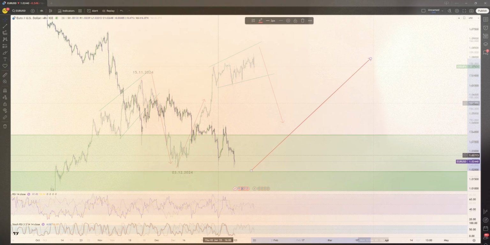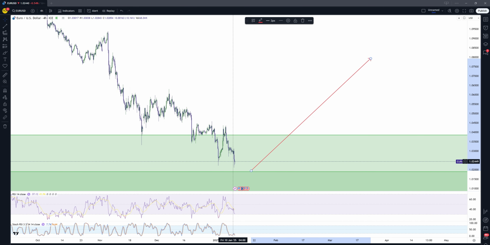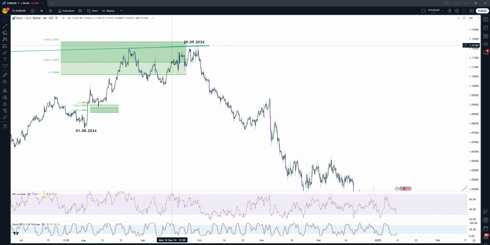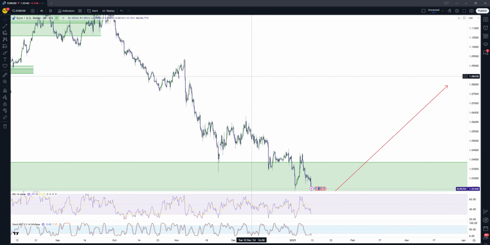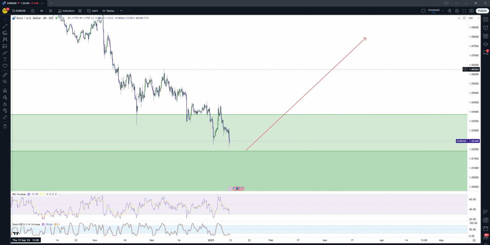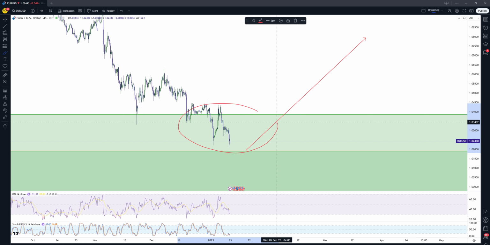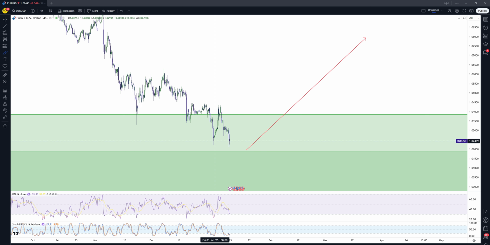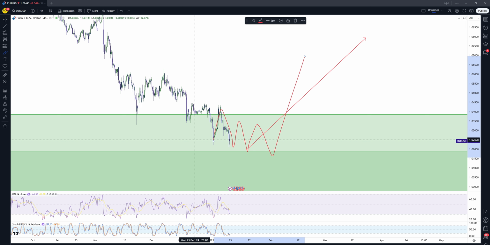Euro dollar, similar to the dollar index but inverse, is approaching an end of this decline that we have had from the 25th of September. Of course, here the buyers and the sellers can get into a fight, and the market can still be doing something like that before it reacts to the upside. So keep this in mind, especially during this week with CPI. This is a possible scenario.